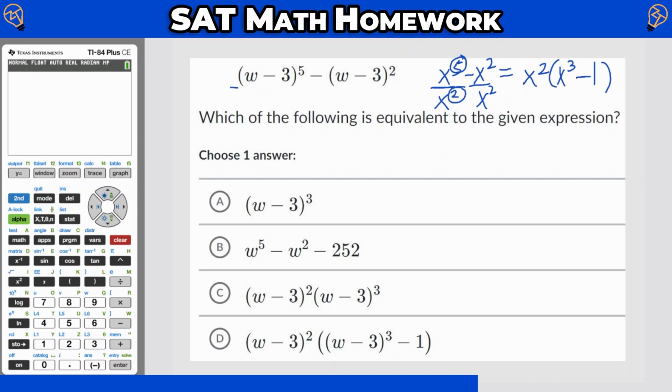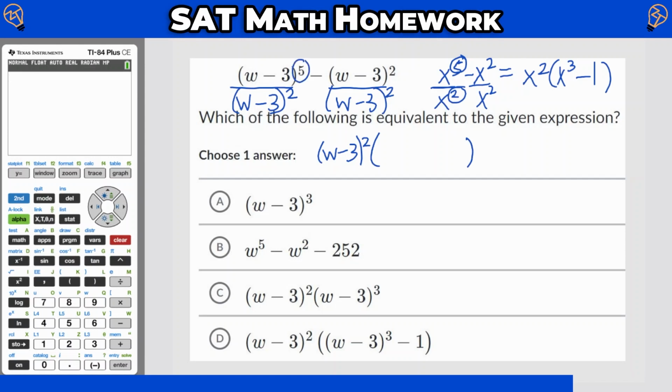So very similarly, here we have the w minus 3 in common, and then we pick the smaller of the two exponents. So we have w minus 3 squared as the common factor. And what we're left with, if we do our subtraction of exponents, is w minus 3 to the third, 5 minus 2 is 3, minus anything over itself is 1. Not 0, but 1. And if we look at the answer options, that matches perfectly with D.